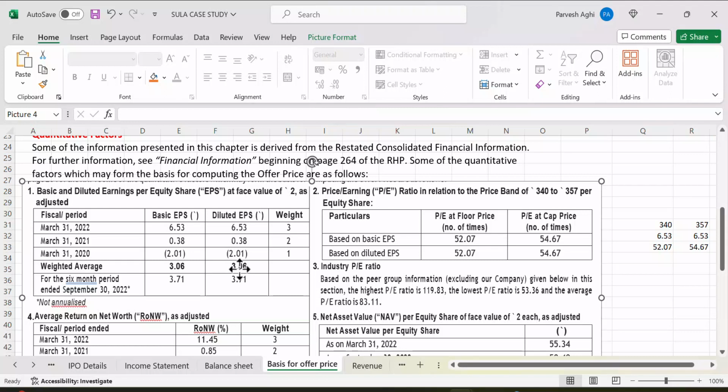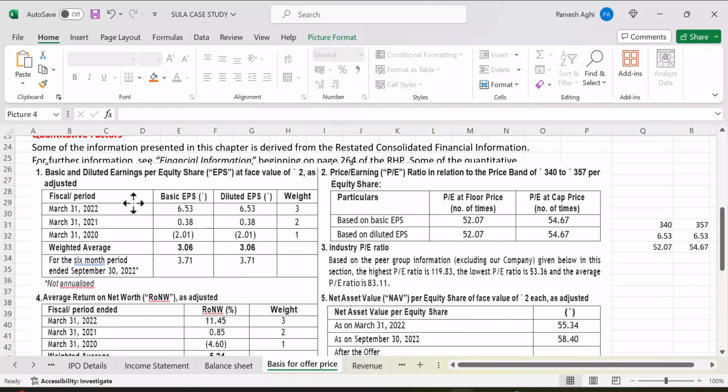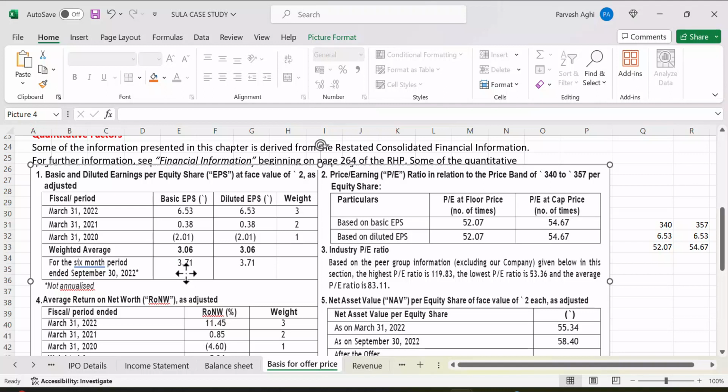Maybe the last year will be very good, the last 2 years are not so good. So they want to know what the weighted average price will be. The public should know that. Then they are also telling you what it is for the last 6 months, because this was up to 31st March 2022, what the earning per share was, which was that audited number.